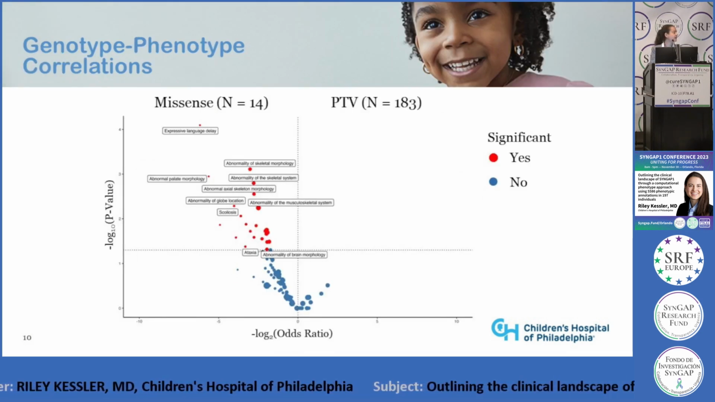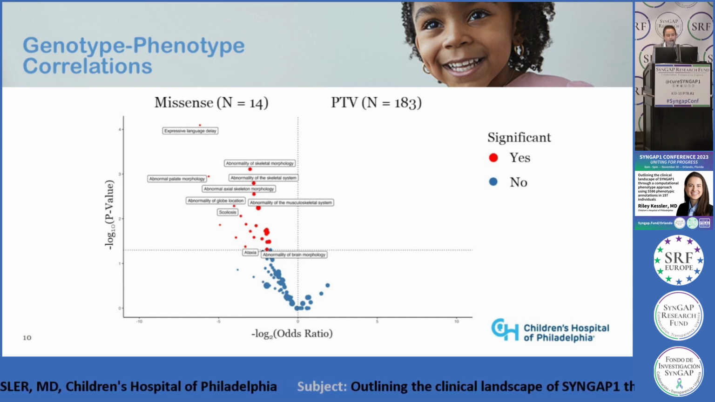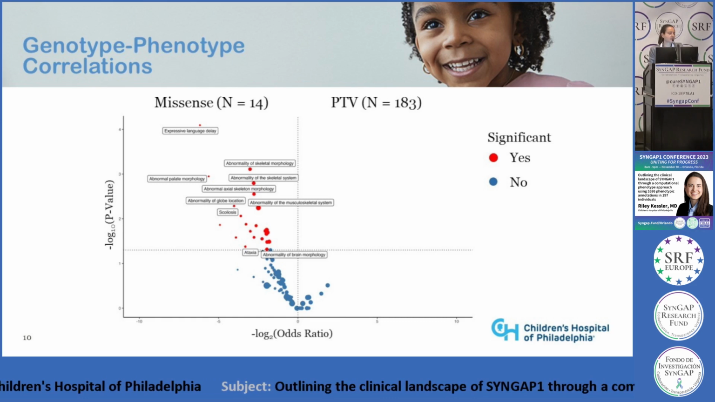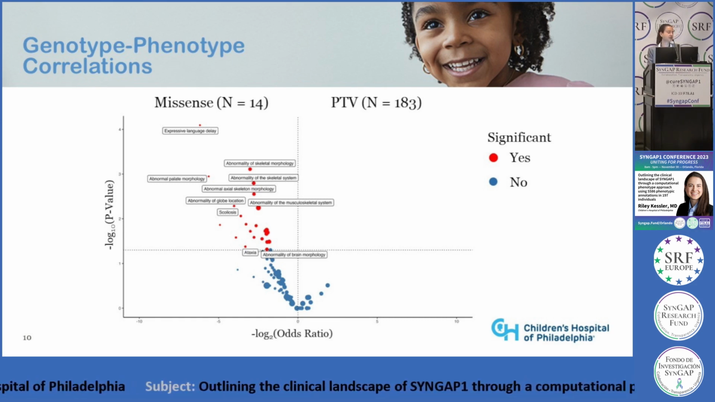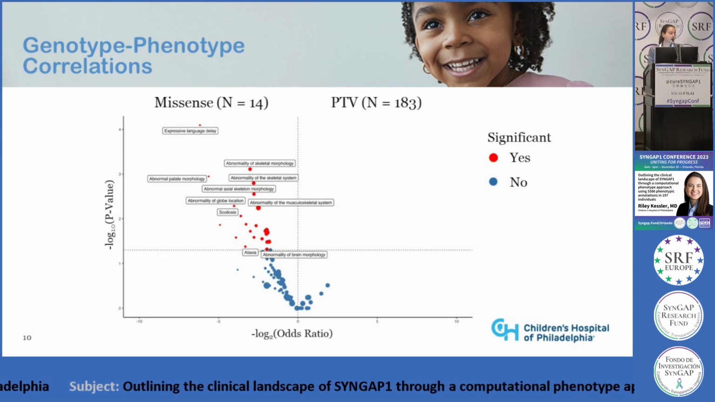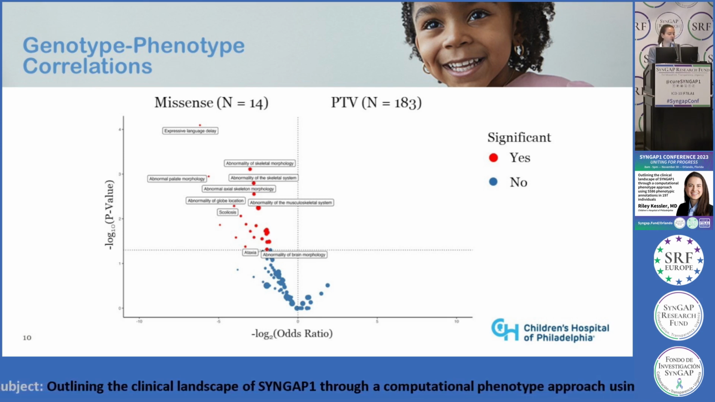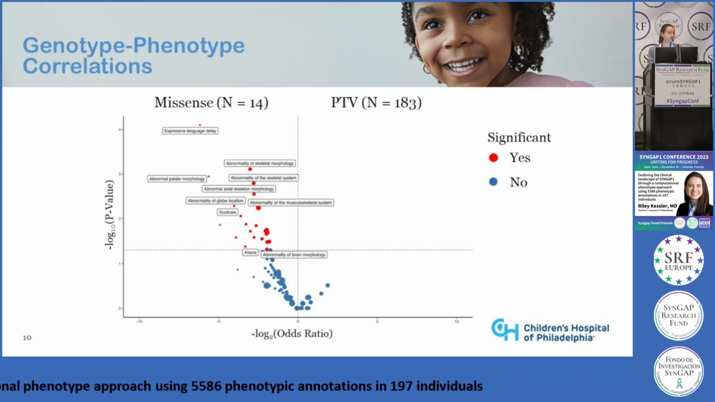Something else we can do with this type of analysis is look at correlations within the cohort. So here we have a graph that's comparing patients with missense variants to patients with protein truncating variants. The y-axis represents statistical significance, with red dots representing significant associations, and the x-axis represents the magnitude of difference in the frequency with which phenotype is reported between the two populations. So if we look at the group with missense variants, phenotypes like expressive language delay, abnormality of the skeletal system, and ataxia are enriched compared to the group with protein truncating variants.